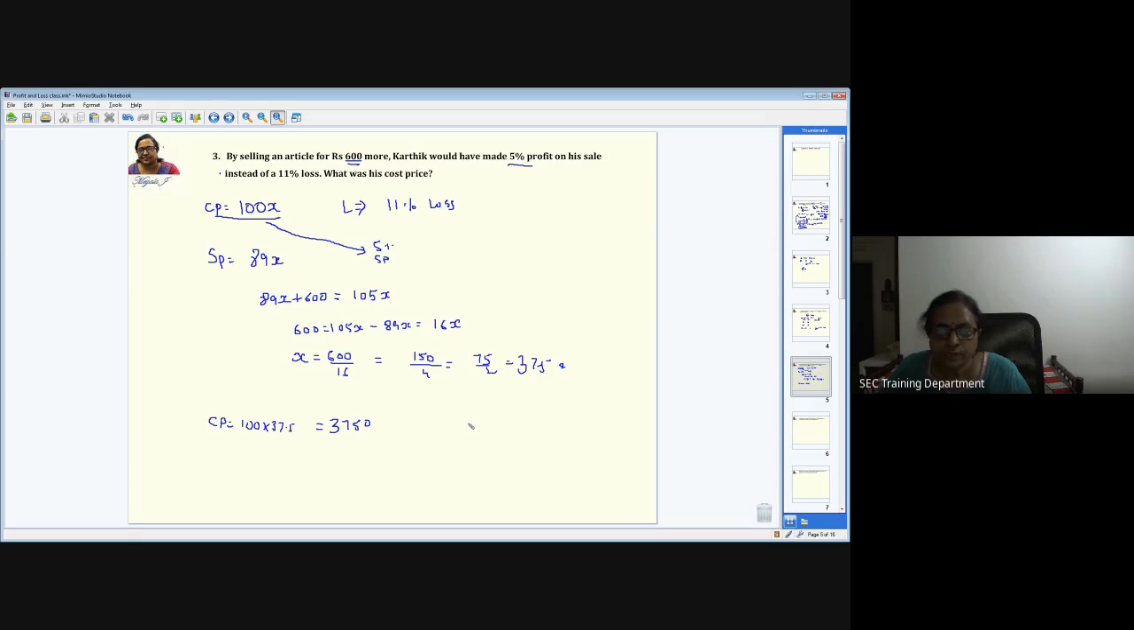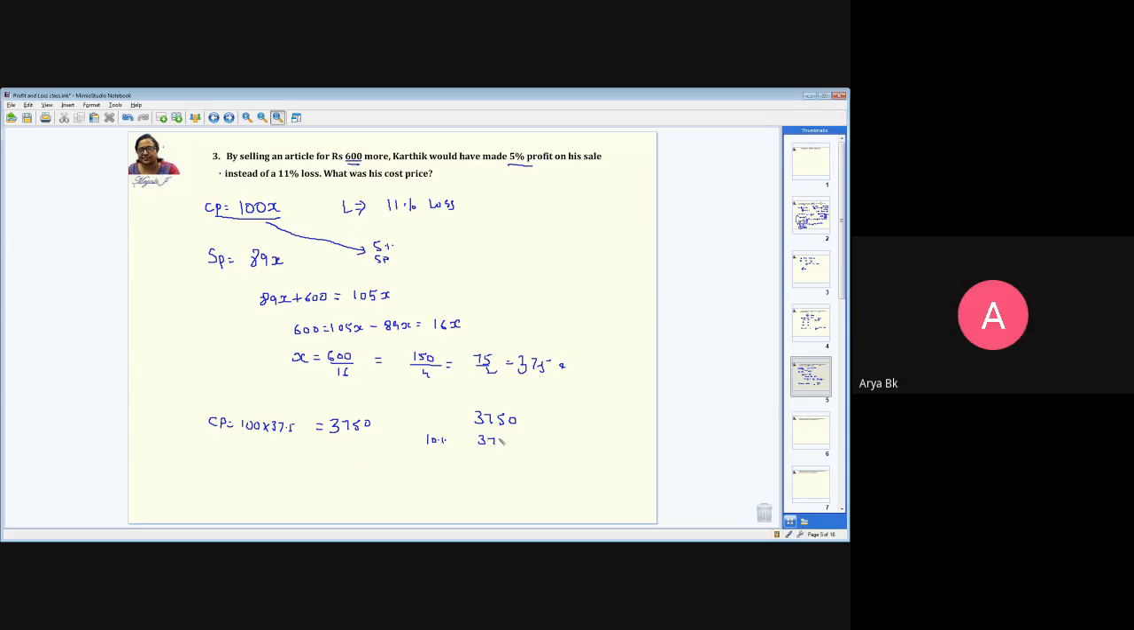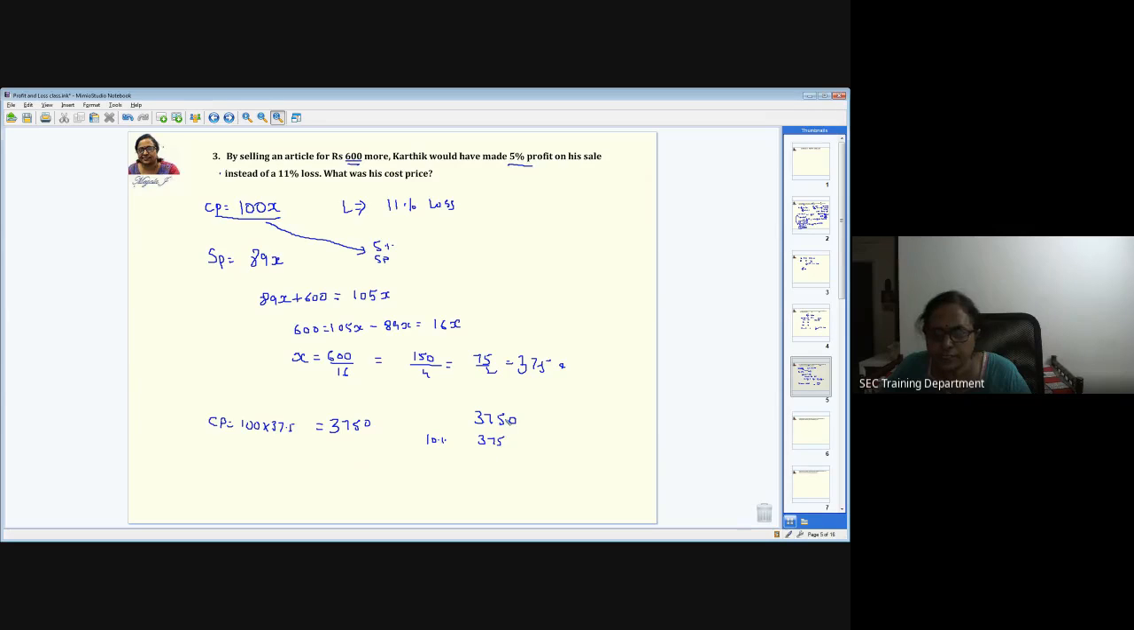How do you calculate 10% of 3750? Just now I was telling you. Just keep a decimal point. Whenever you say 10%, you just have to keep a decimal point. So 10% is 375.